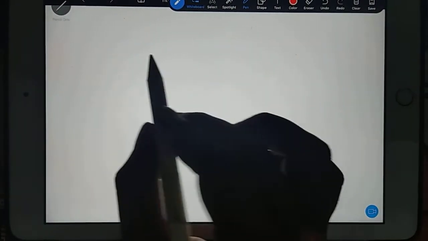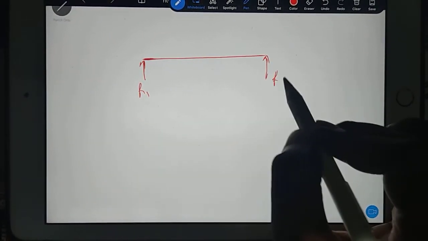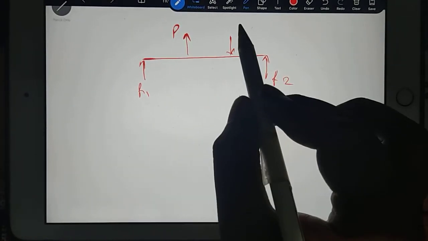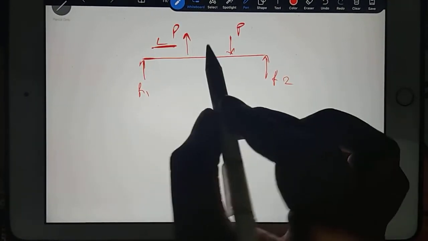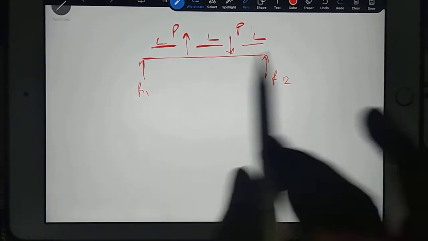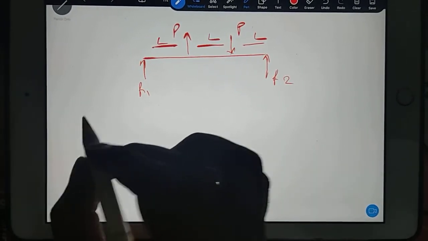So it means you have the beam here, and you have reaction R1 here and reaction R2 here, and this upward force is P and this downward force is P, and this distance is L, this distance is L, and this distance is L. Okay, our job is to find out R1 and R2. So how can we calculate R1 and R2? We have our basic idea.